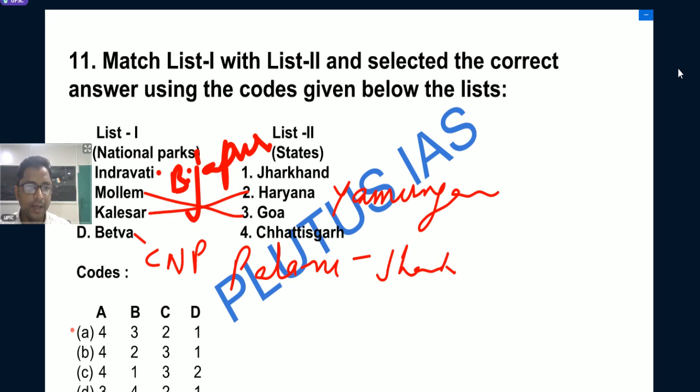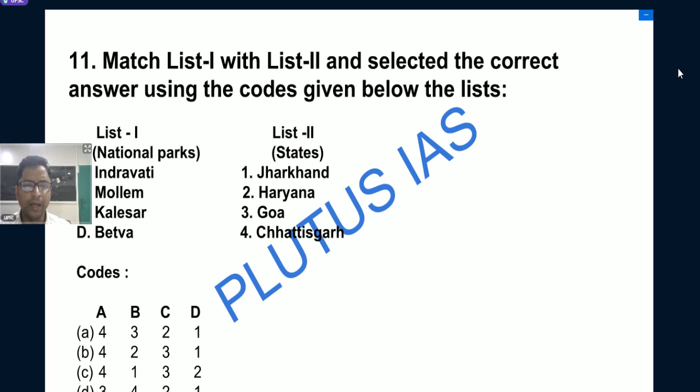Okay, so the answer becomes A. Indravati, A ka 4, Indravati should be Chhattisgarh. Then B ka 3, Kalesar. No, this is A. The option becomes Indravati, A ka 4. If A ka 4, then A, B or C can be the answers. Then Mollem is in Goa, B 3. So B is 3. If one knows this answer, Mollem Goa, then the answer is A.